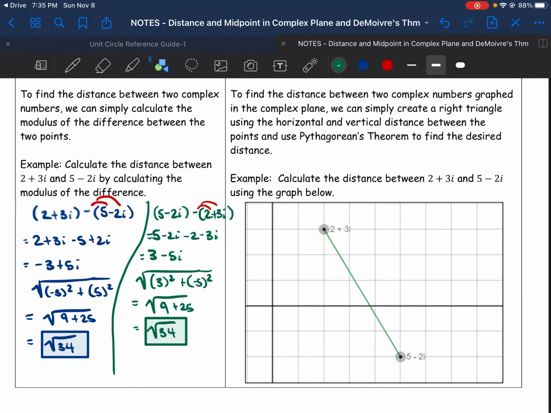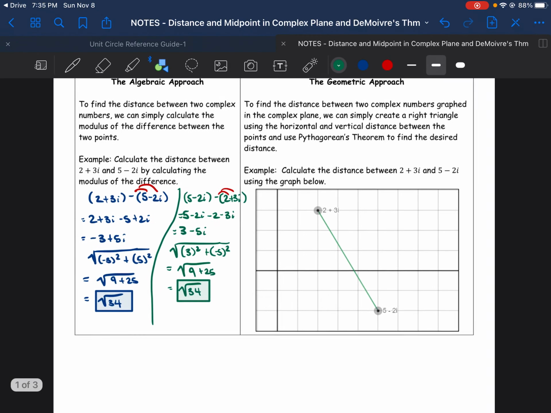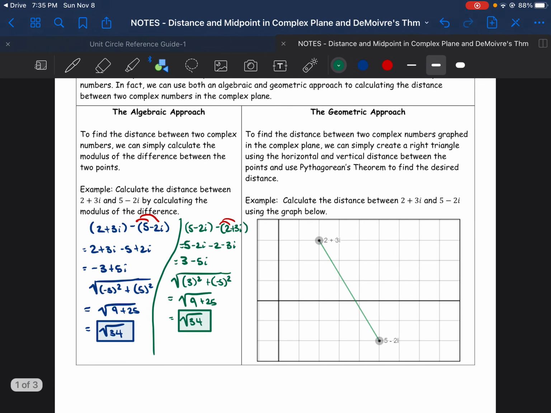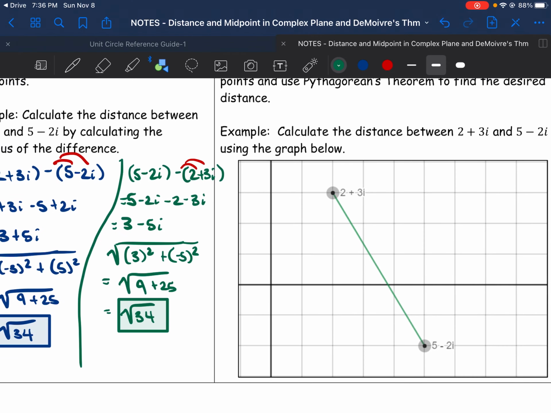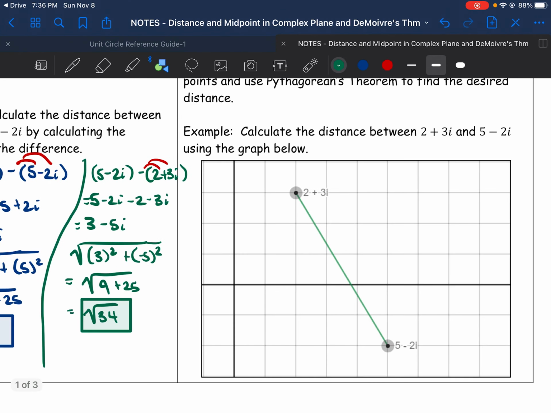Now let's look at how we can geometrically calculate this distance. To find the distance between two complex numbers graphed in the complex plane, we can simply create a right triangle using the horizontal and vertical distance between the points, and then use Pythagorean's theorem to find the desired distance. So let's use the same points. We have the points 2 plus 3i and 5 minus 2i. I've gone ahead and graphed them here. So here's 2 plus 3i, here's 5 minus 2i, and we want to find the distance between them.